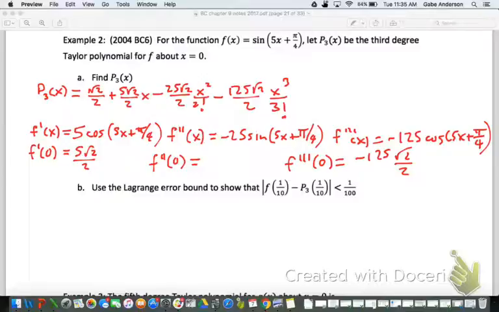Is that all it wants? Does it want us to like... On part A, yeah, just basically find p sub 3 of x. So I think we've done it. Simplify it?